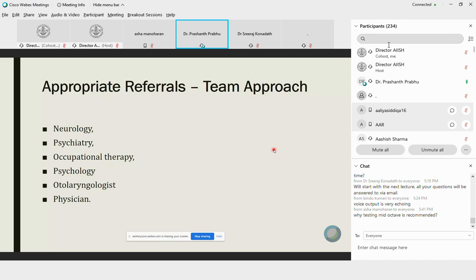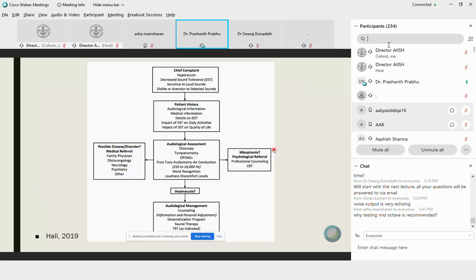And another important thing, as I said, is a team approach. There has to be a team approach where we send the patient to a neurologist, psychiatrist, occupational therapist, psychologist, otolaryngologist, physician to know the details, rule out and differentially diagnose, and then diagnose a patient with hyperacusis. So to summarize the assessment part of it, this was given in a recent article by Hall in 2019. So this is how we should approach or assess a patient with hyperacusis.